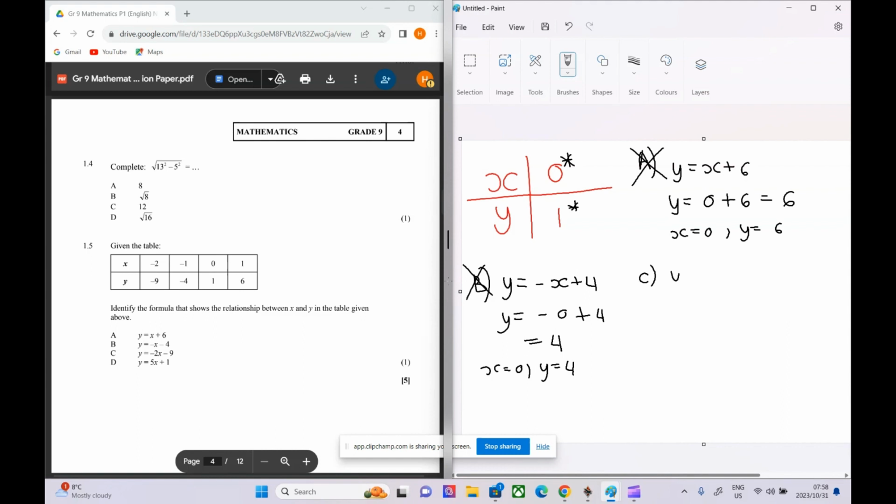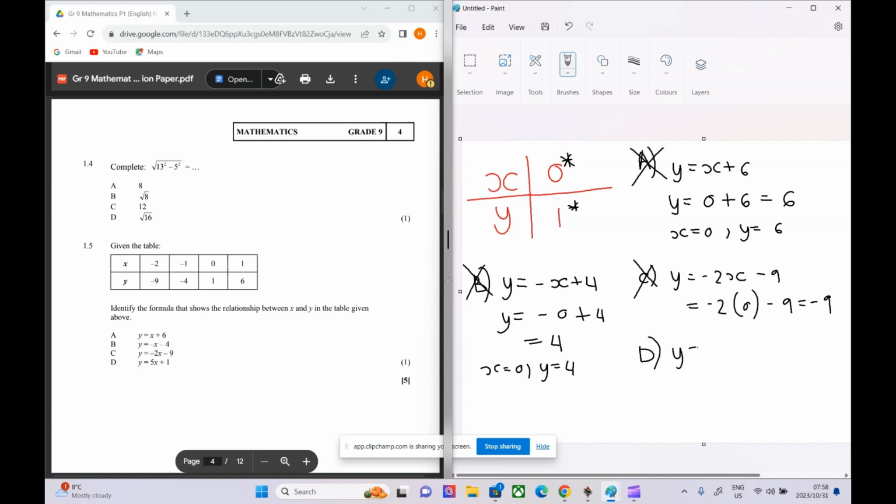Check C quick. So I'm just going to run through it a bit quicker this time. You know the drill now. 2X minus 9. So minus 2 times 0 is 0. Minus 9. So we're going to get minus 9. Again, that can't be right. We wanted Y to be 1. Okay, so we kind of know it has to be D now.